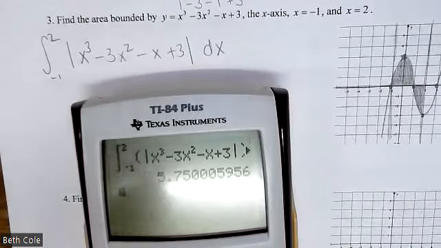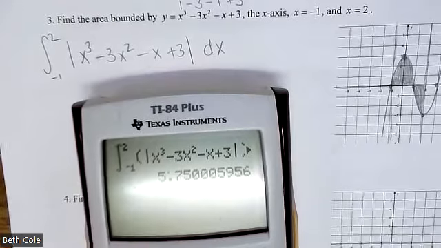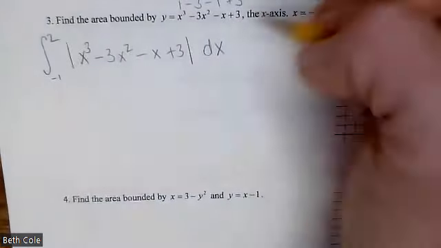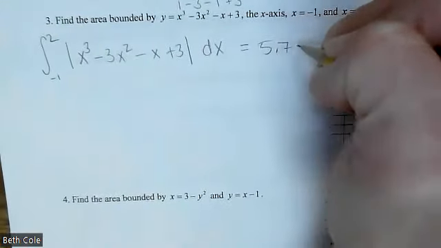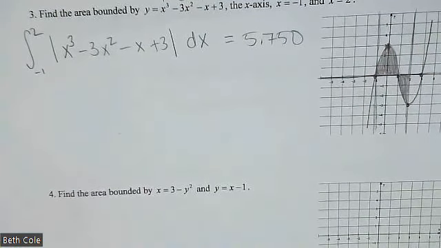Now, the calculator, if we worked this out by hand, we would actually get 5.75 exactly. The calculator is less accurate than us. It is actually just 5.75 if we were to work it out by hand. But if you want to put 5.750 just to be extra thorough, and I agree with that, because 3 decimal points, you got to do that.